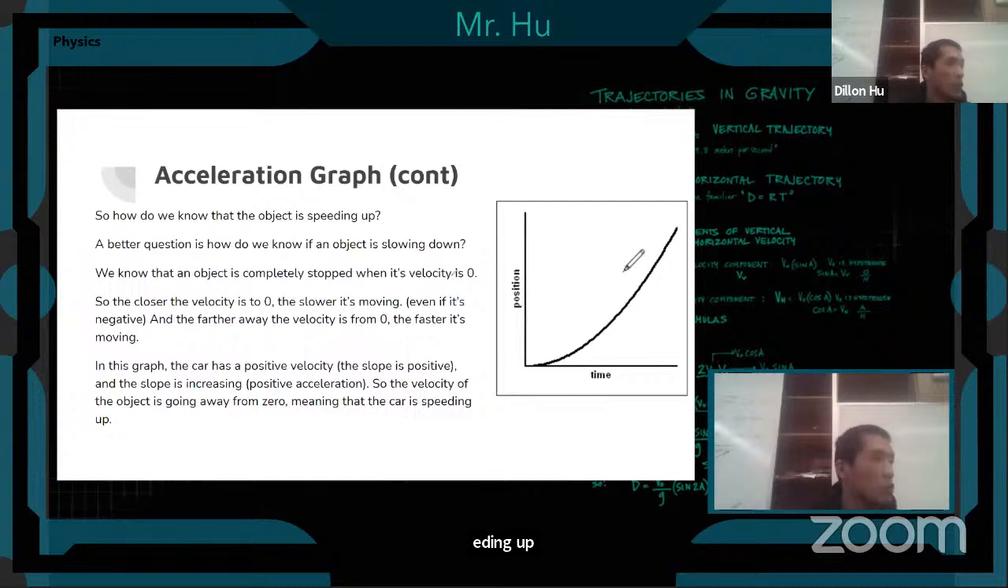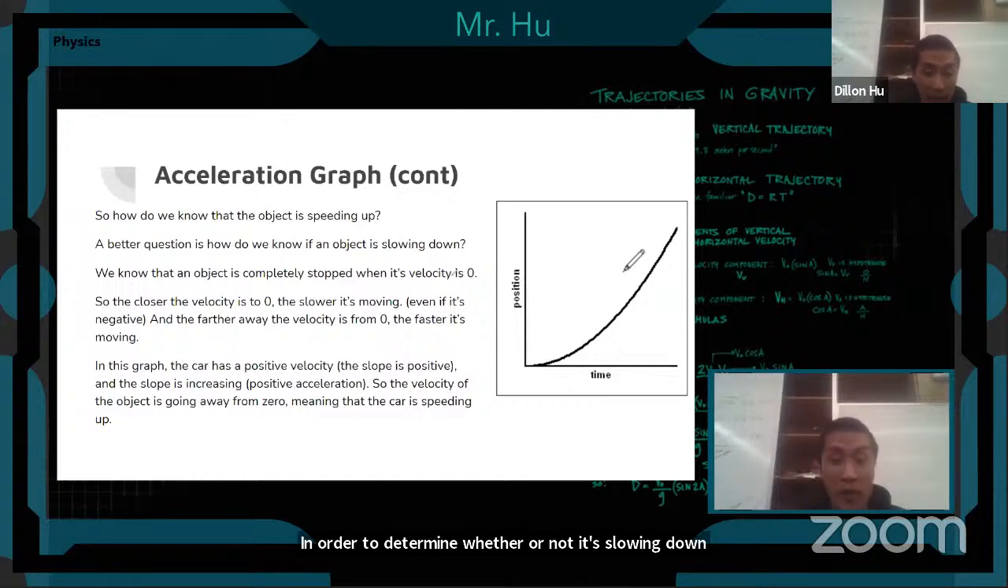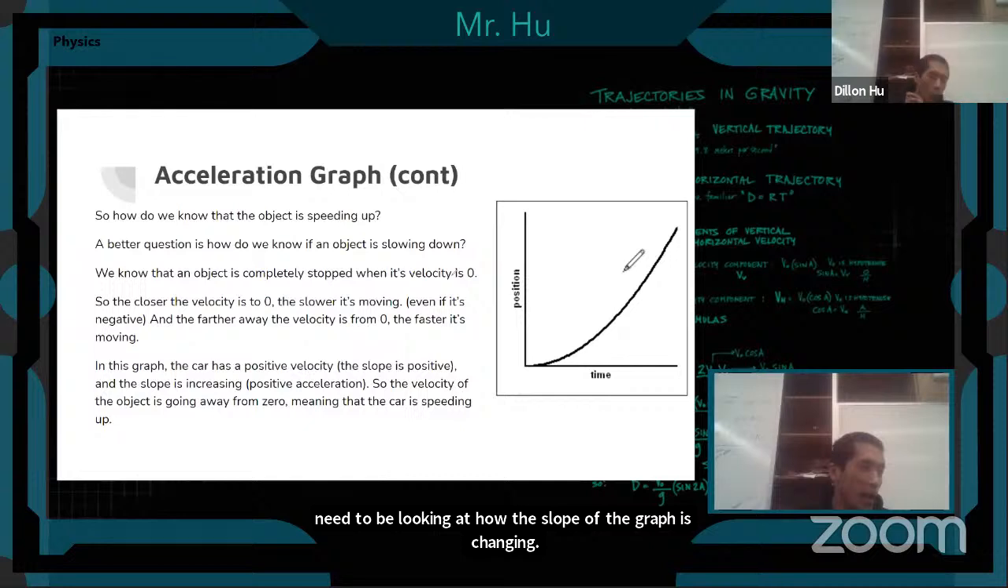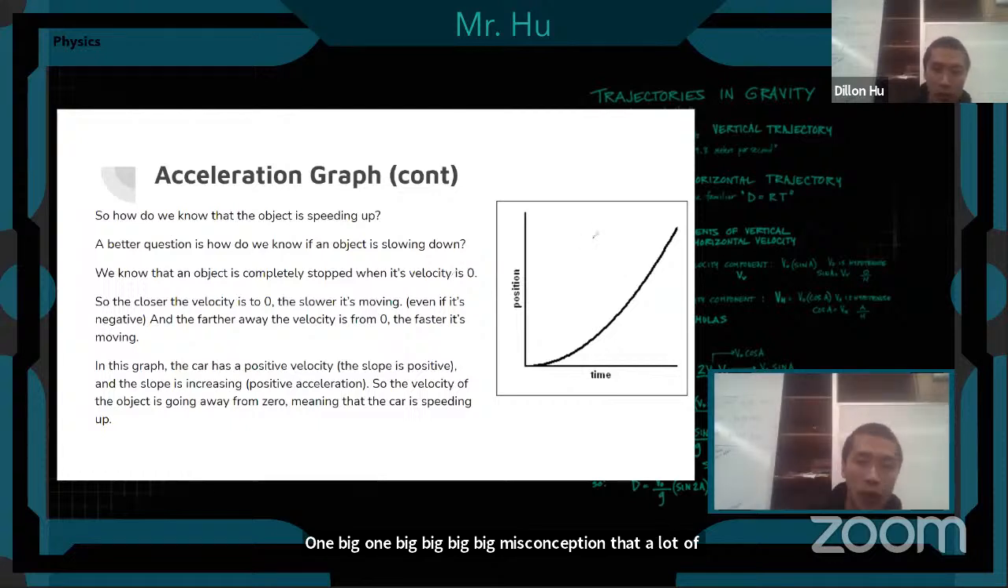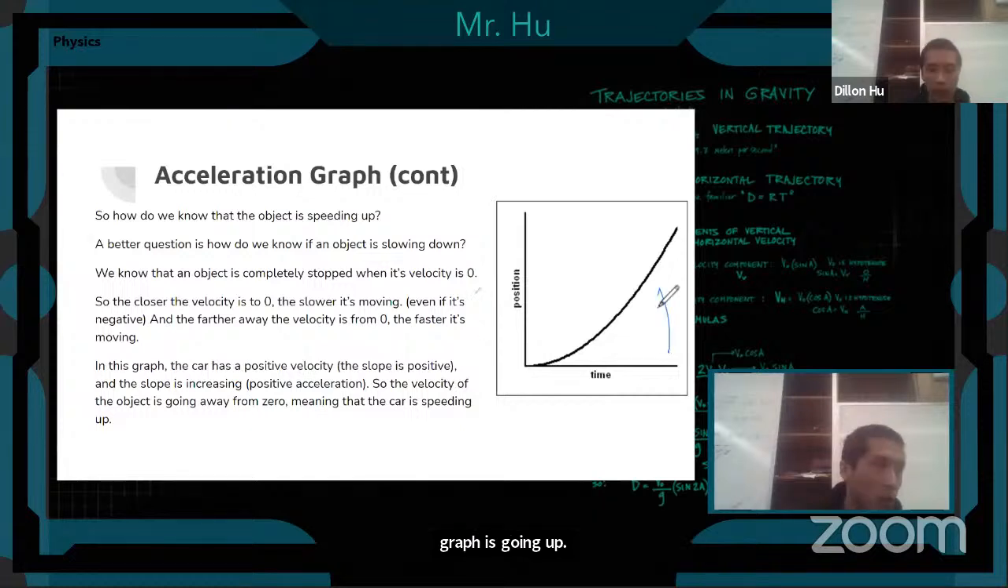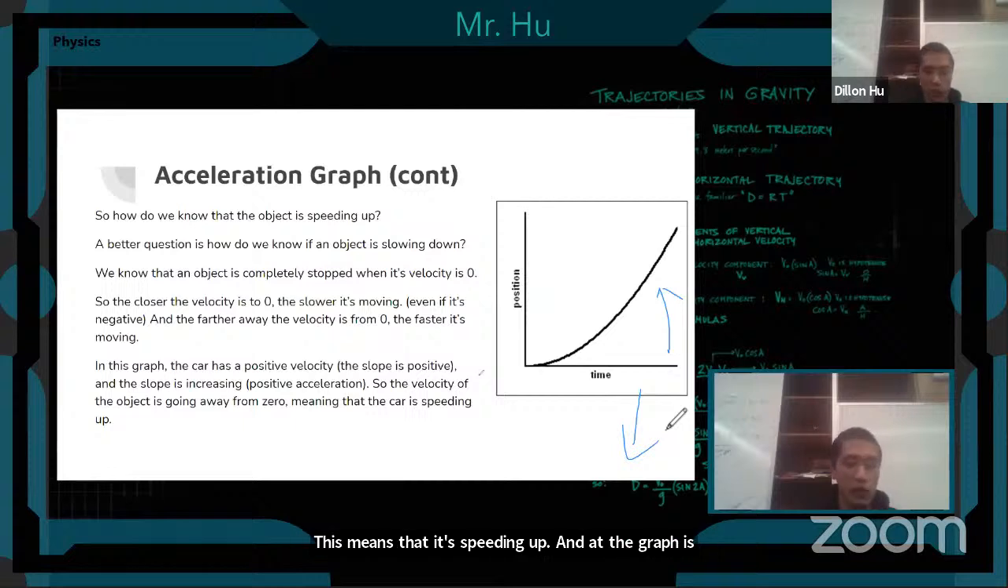The key idea here is we want to be looking at the slope of the graph in order to determine whether or not it's slowing down or speeding up. And not just the slope of the graph, we need to be looking at how the slope of the graph is changing. One big misconception that a lot of people have, and I know a lot of people will have even during this class, is that because the graph is going up, this means that it's speeding up. And if the graph is going down, that means it's slowing down. This is not true at all.